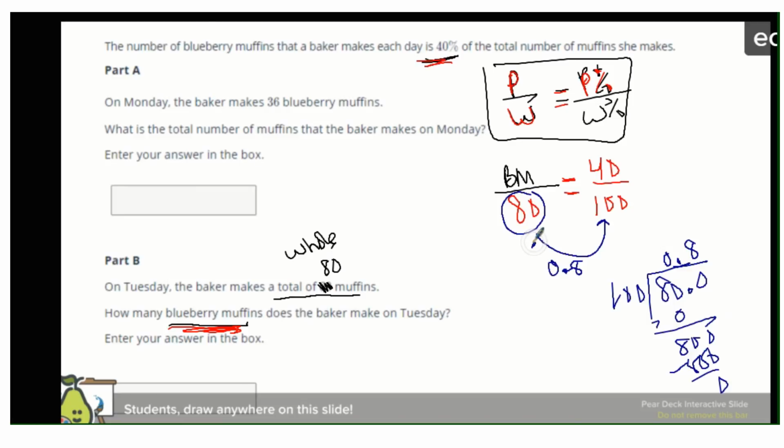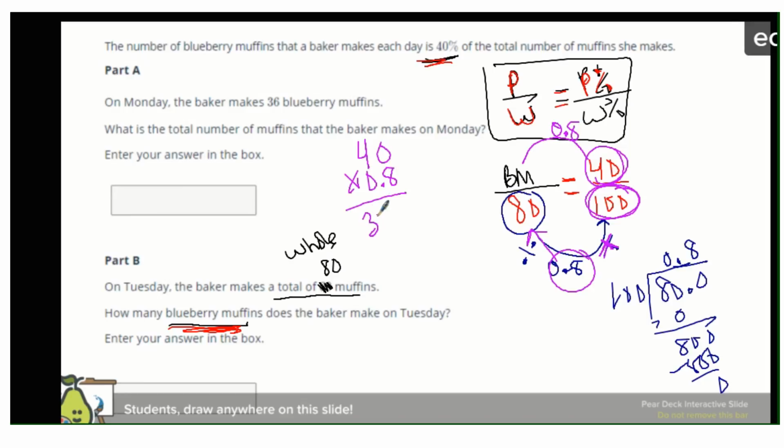So 80 divided by 8/10 is going to give me 100, or you could say, going from right to left, 100 times 8/10 is going to give you 80. So now we're going to use that information to get the numerator. You could check it. So we want to start with 100 and multiply it by 8/10 to get to 80. So we're going to start with 40 and multiply it by the same number, 8/10, to get the blueberry muffins that's equivalent to 40%. So you do 40 times 8/10.